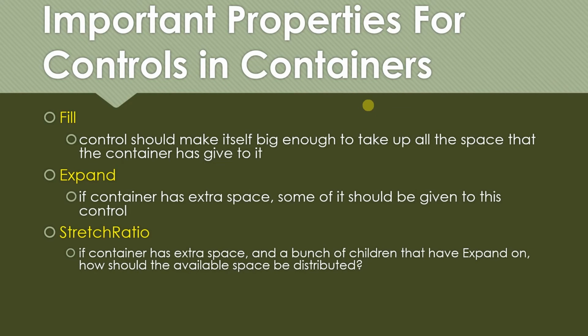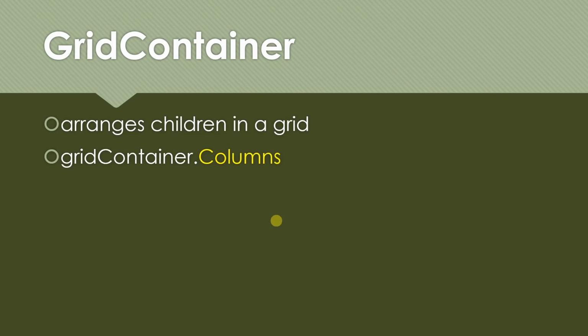All right, so this is kind of what we already covered. These are some important properties for controls that are in containers, right? These kind of hint the container how to allocate space, essentially. Fill says that the control should make itself big enough to take up all the space that the container has given it, right? All the space that has been already allocated to it. Expand says if my parent container has any extra space, I would like some of that extra space. And stretch ratio determines how that extra space is distributed.